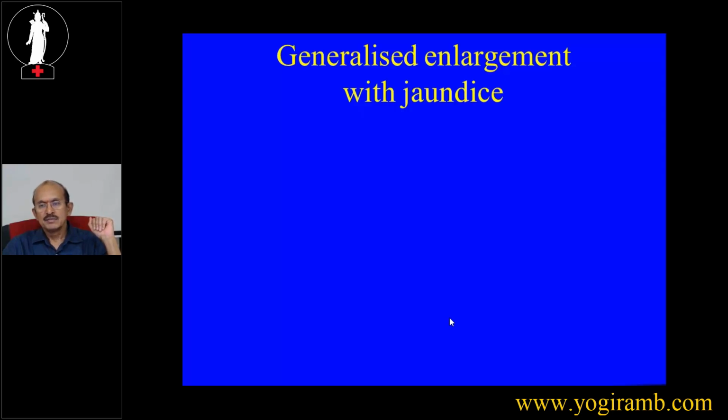Generalized enlargement along with jaundice. Tell me what conditions are there. So we have two types. It may be smooth enlargement or irregular enlargement. Regular enlargement, tell me some causes. The commonest cause of generalized hepatomegaly with jaundice, which is a regular or smooth enlargement. Hepatitis, viral hepatitis. Very good. Next, cirrhosis of the liver.